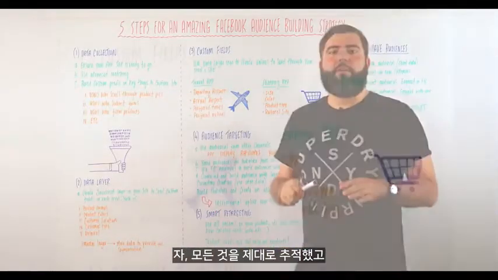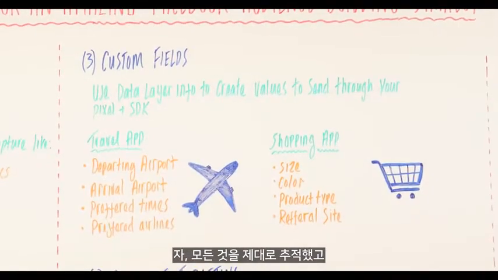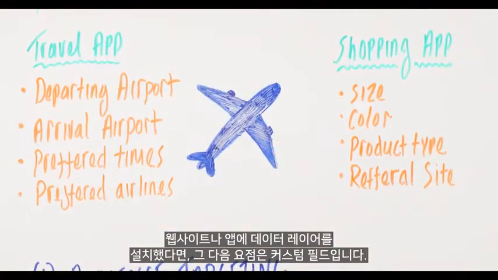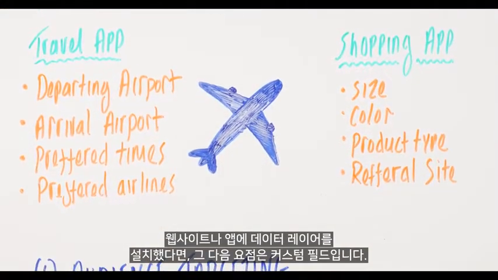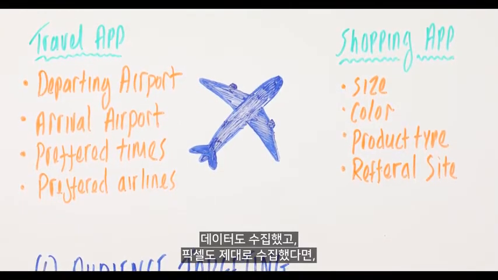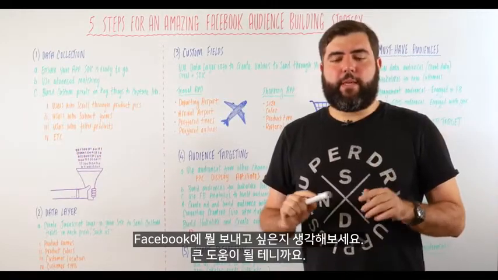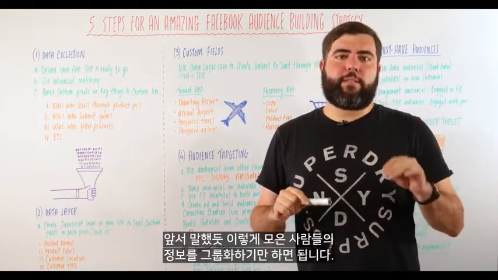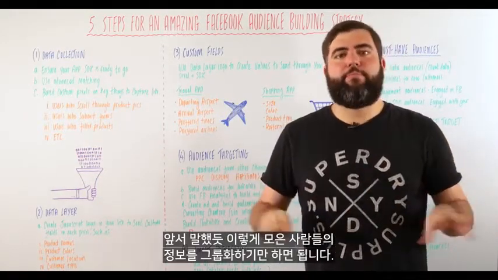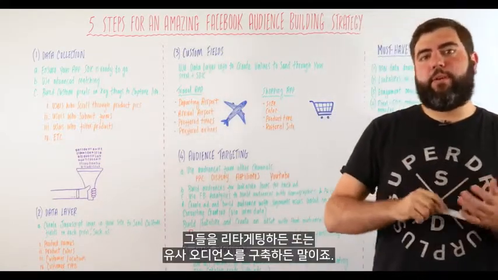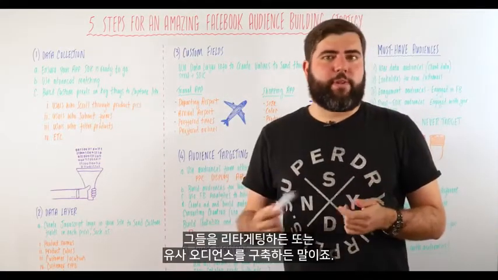So the next point, once you've had all the tracking in place and the data layer installed in your website and your app, is custom fields. So once you have the data there and the pixels in place, figure out what you want to send to Facebook, because that's going to help you, as we said before, just group these collectives of people to either retarget them or build lookalikes of them.